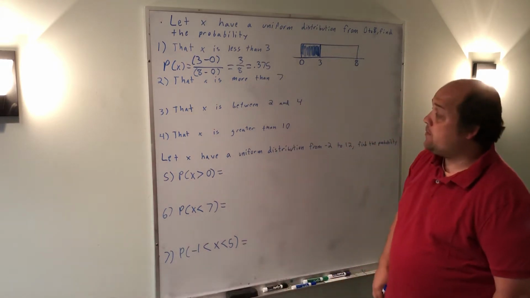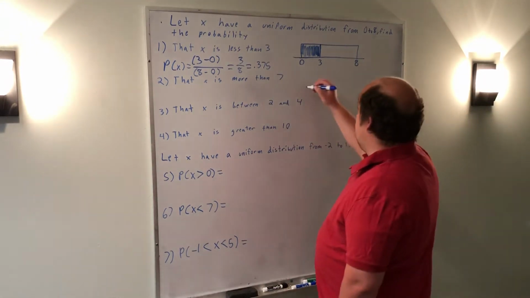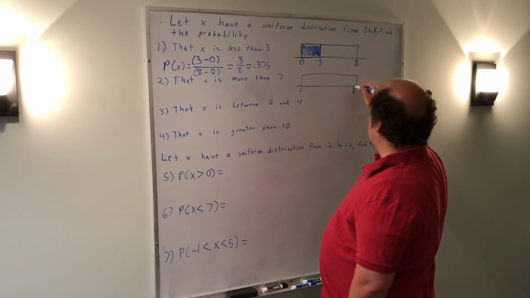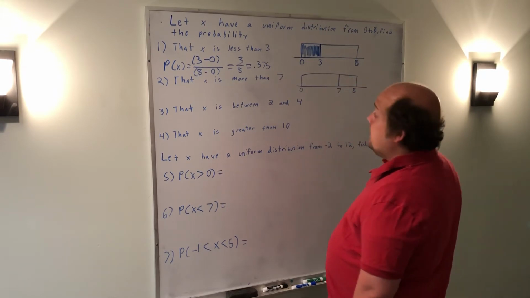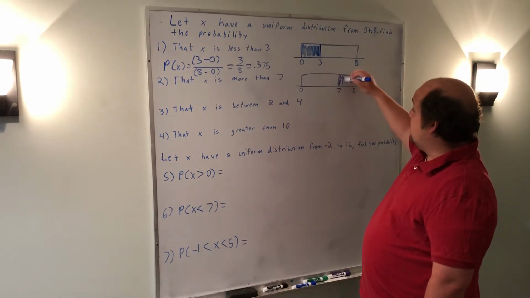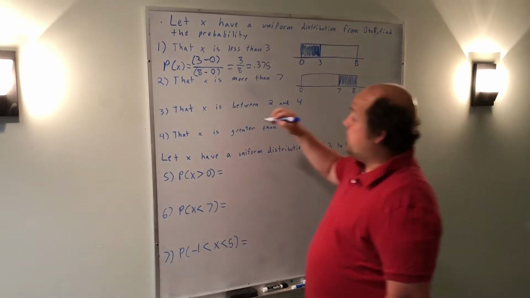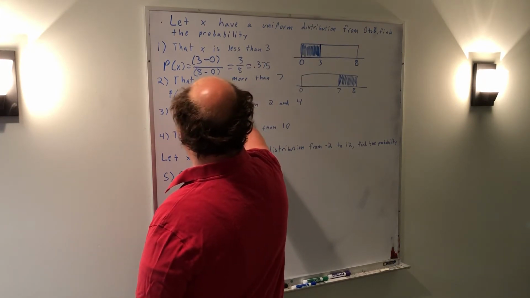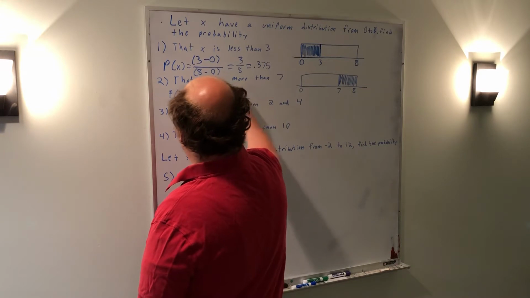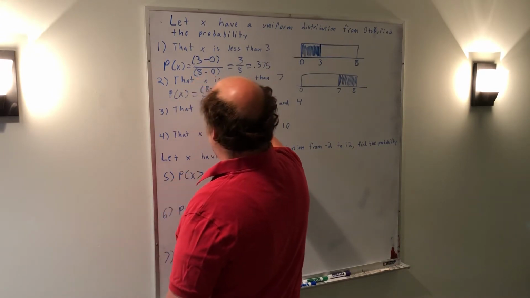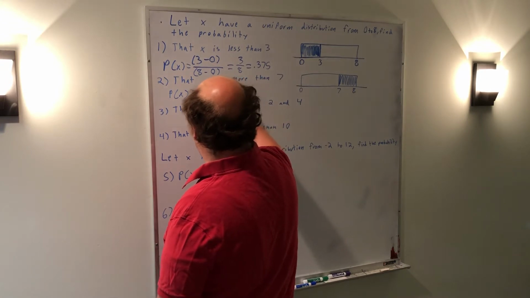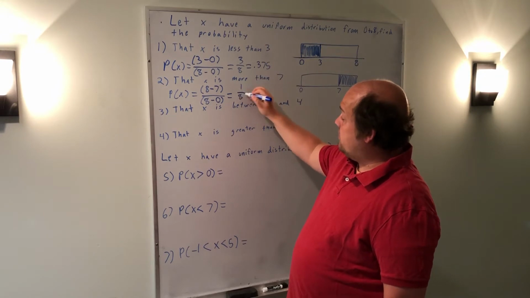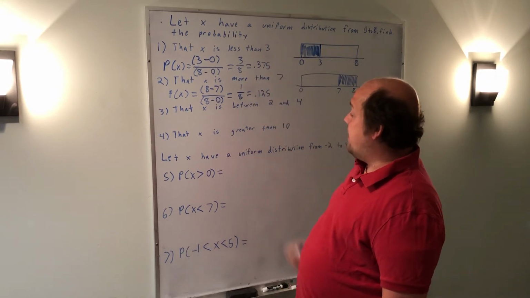For number 2, it asks me what's the probability that x is more than 7. Again, I can start by drawing my box. My box still goes from 0 to 8. Here's where 7 would fall about. Because it says more, I'm shading to the right. Again, when I go to find the probability, p of x, on top I put end of shaded area, 8, minus start of shaded area, 7. On bottom I put end of box, 8, minus start of box, 0. 8 minus 7 gives me 1. 8 minus 0 gives me 8, so this should give me 0.125.